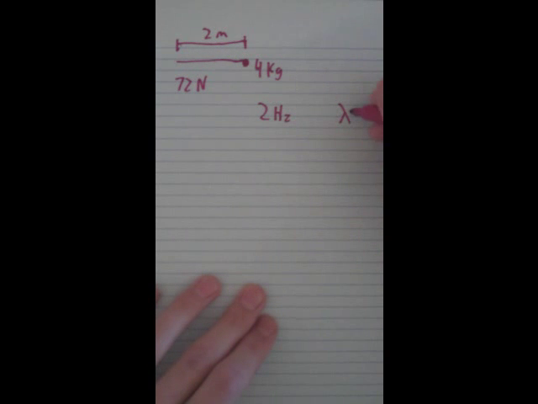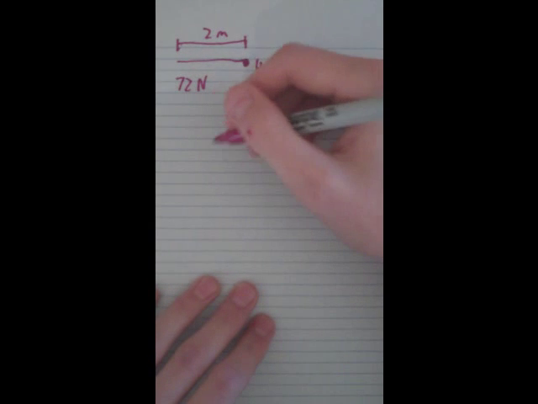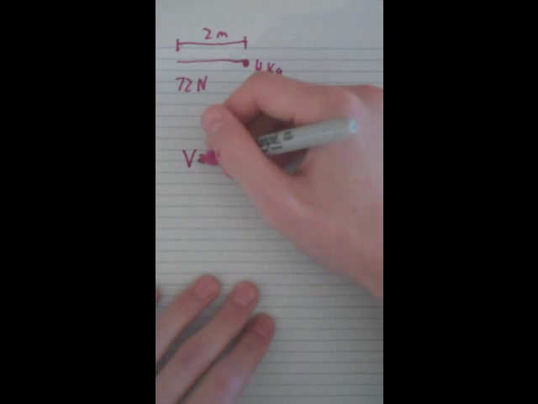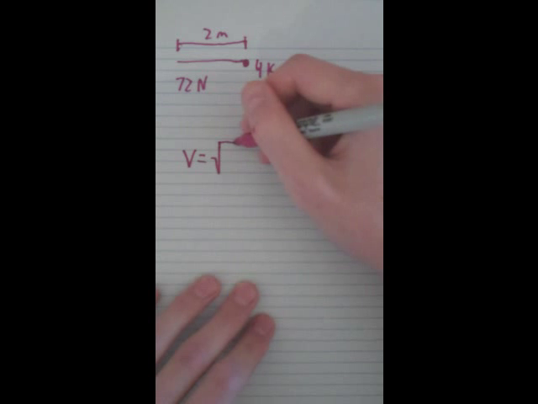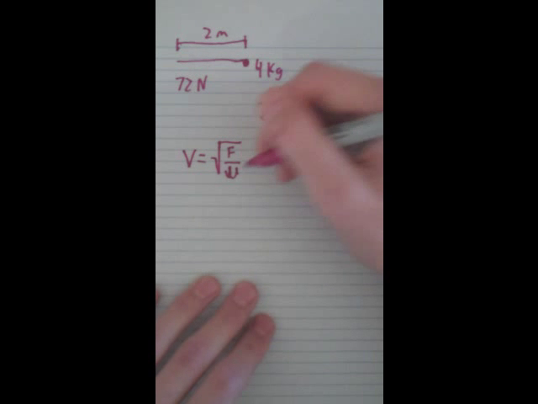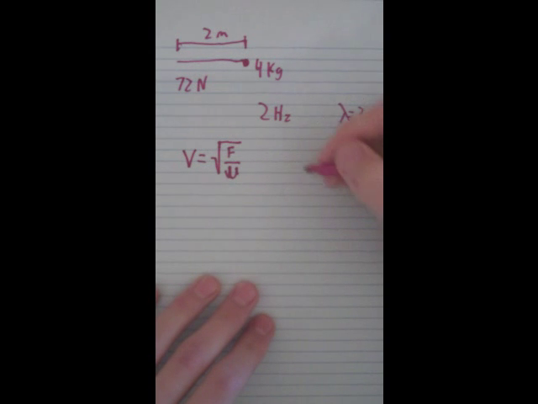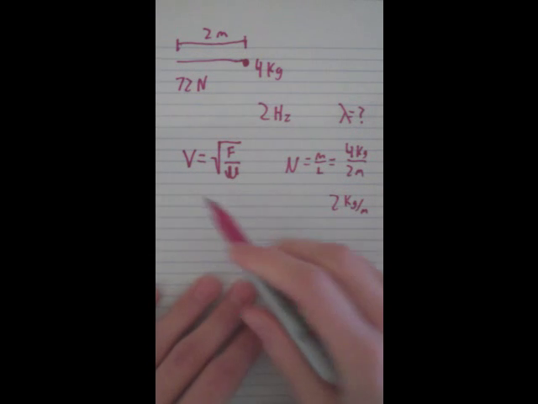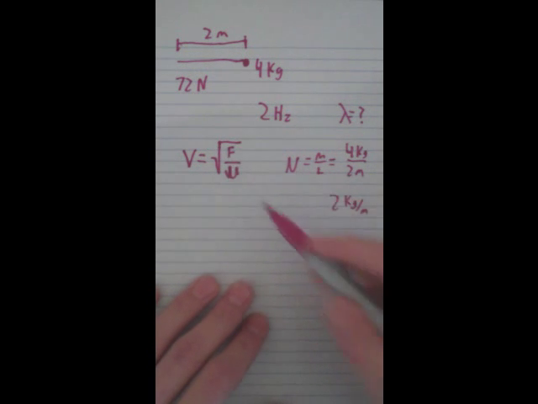So our first step to finding the wavelength is finding the velocity of it. In order to find the velocity, we have this equation here. Velocity of a wave equals the square root of the tension over the mass per unit length. And what this mu equals, which is mass per unit length, is mass over length. So in this case, 4 kilograms over 2 meters, which will end up equaling 2 kilograms per meter.